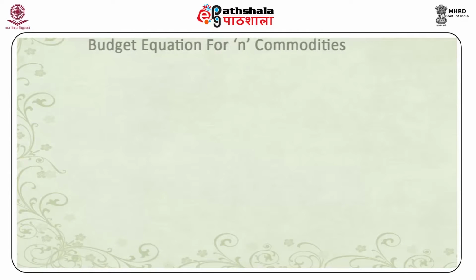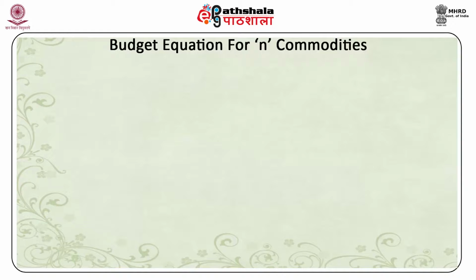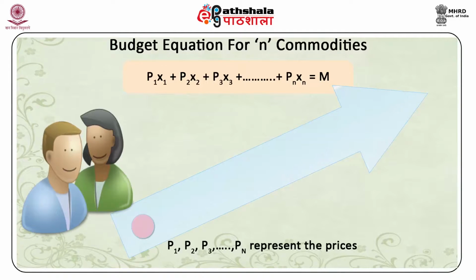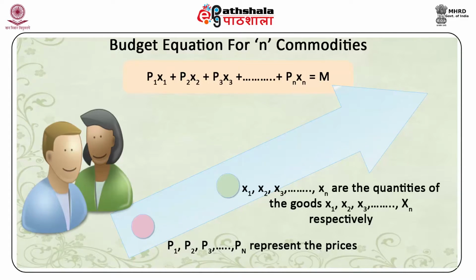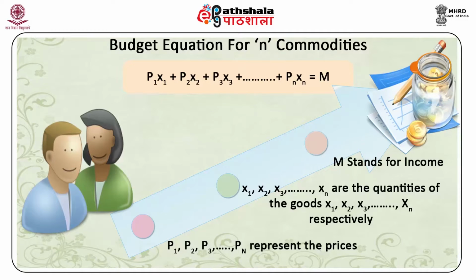In case of n commodities, the budget equation is given by P1x1 plus P2x2 plus P3x3 plus till Pnxn is equal to m, equation 2, where P1, P2, P3, Pn represent the prices, and X1, X2, X3, Xn are the quantities of the goods respectively.